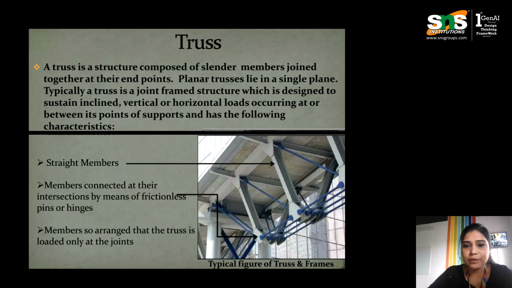In the picture you can see there are straight members, which connect the top chord to the bottom chord. Members that are connected at the intersections by means of frictionless pins or hinges, and the members are arranged so that the truss is loaded only at the joints.